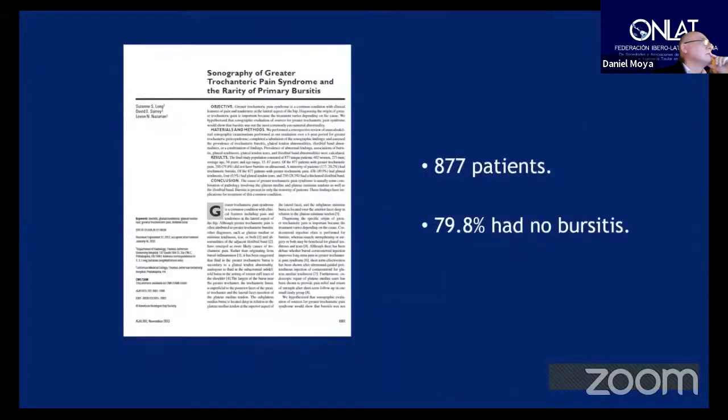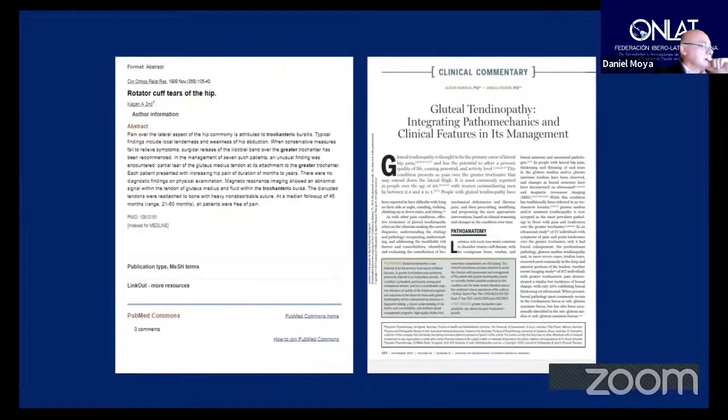But against what was accepted many years ago, that bursitis was the main reason for this pathological syndrome, we know now that most of the patients do not have any kind of bursitis. And in this paper, it was stated that of a series of almost 900 patients, just 20% had signs of bursitis.